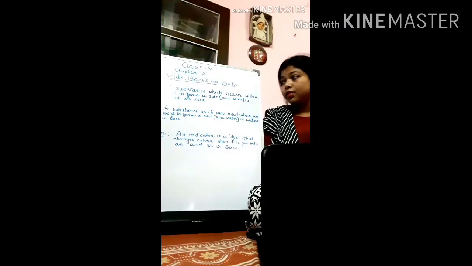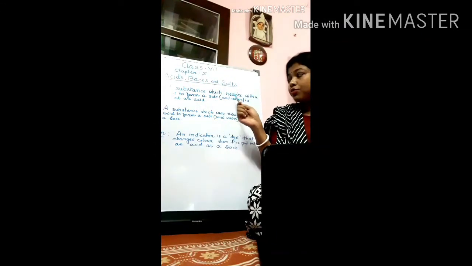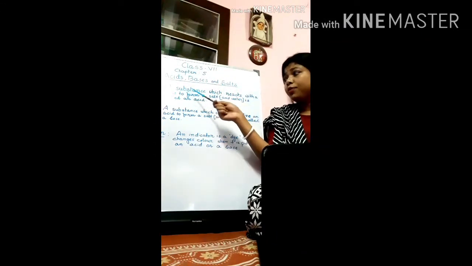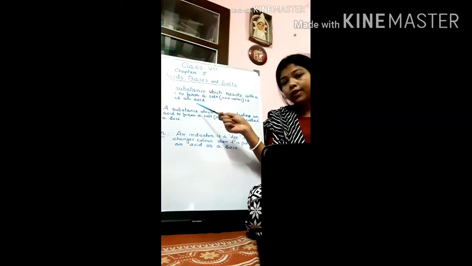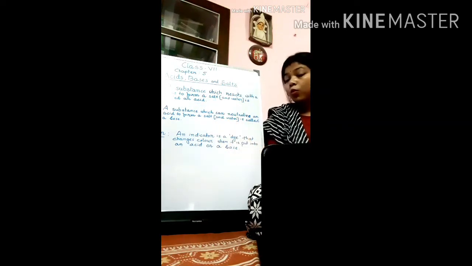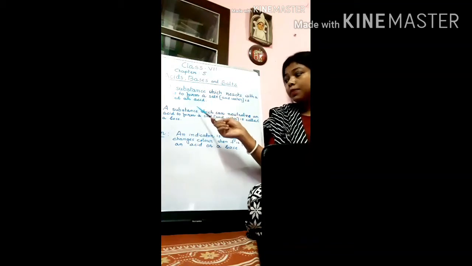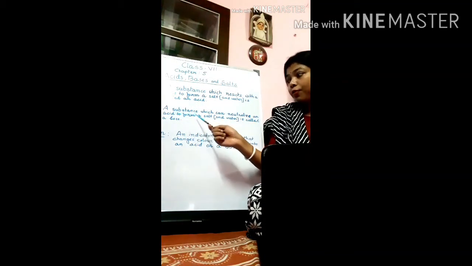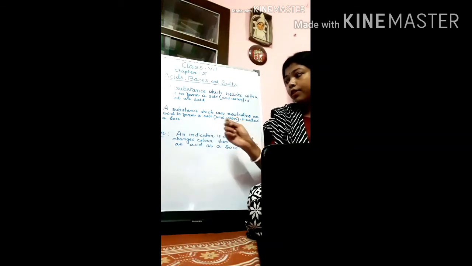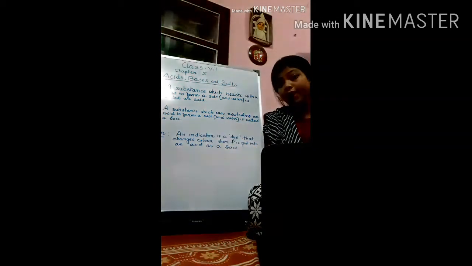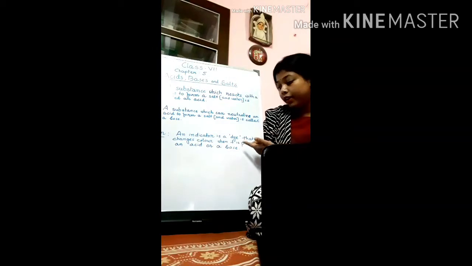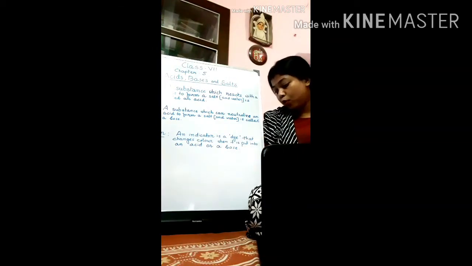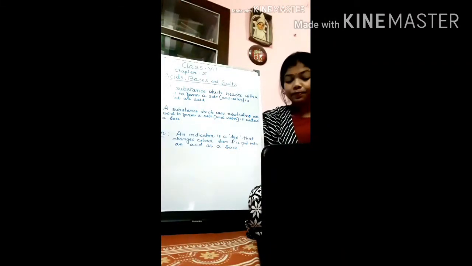What is an acid? A substance which reacts with a base to form a salt is called an acid. What is a base? A substance which can neutralize an acid to form a salt is called a base. And what is an indicator? An indicator is a dye that changes color when it is put into an acid or a base.